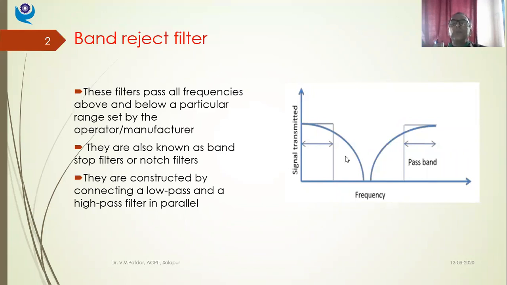So I can reject those signals, and I can pick up only the high amplitude and high frequency signal, or the high amplitude and low frequency signal. Depending on the requirement of my actuating circuitry, my microprocessor circuitry, my controller circuitry, I can use a band reject filter. These filters pass all frequencies above and below a particular range set by the operator or the manufacturer as per the need of the application.